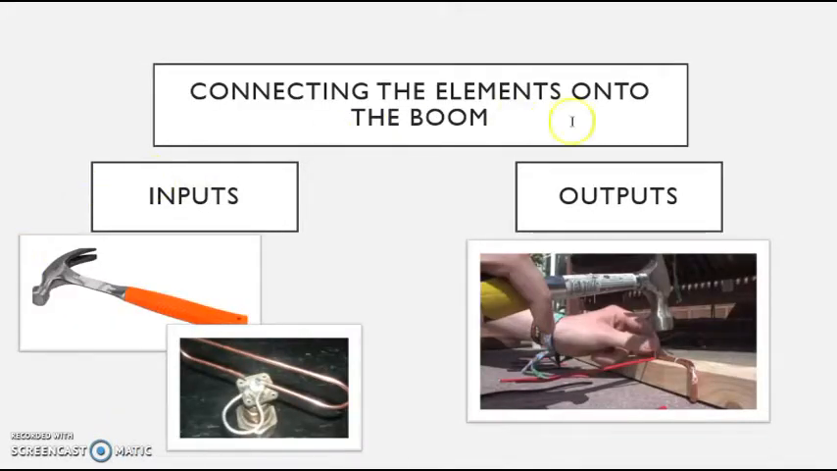Next step is connecting the elements onto the boom. We have inputs of a hammer, and we also have the element itself. You can use copper or steel, anything that conducts electricity. The output is, as you can see here, the man using a hammer to connect the elements onto the boom. The boom is the coax cable that is sheathed. The driven element, or the active element in the antenna, is typically a metal rod. Anything that is metal is possible.